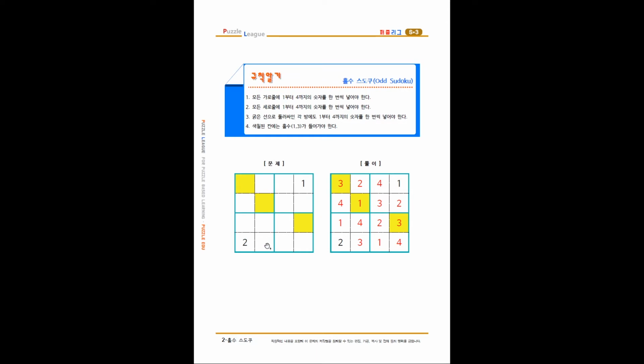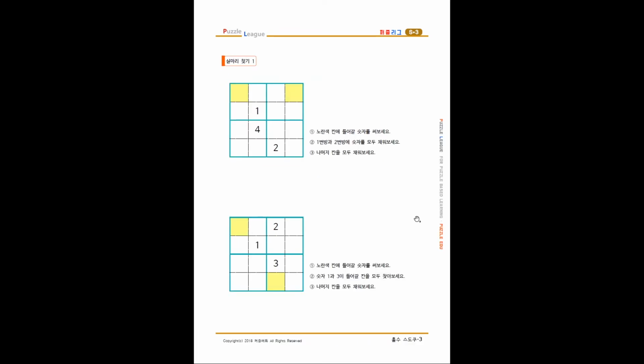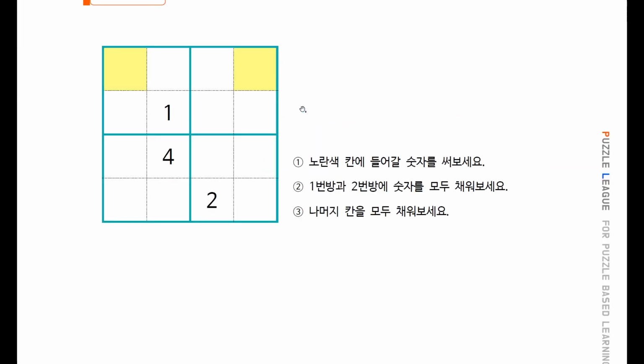In this example, you can see the color cells that may only contain odd numbers. In the next few minutes, I will be going over a scenario so that you can get a hang of solving these puzzles. Let's take a look at this first example.